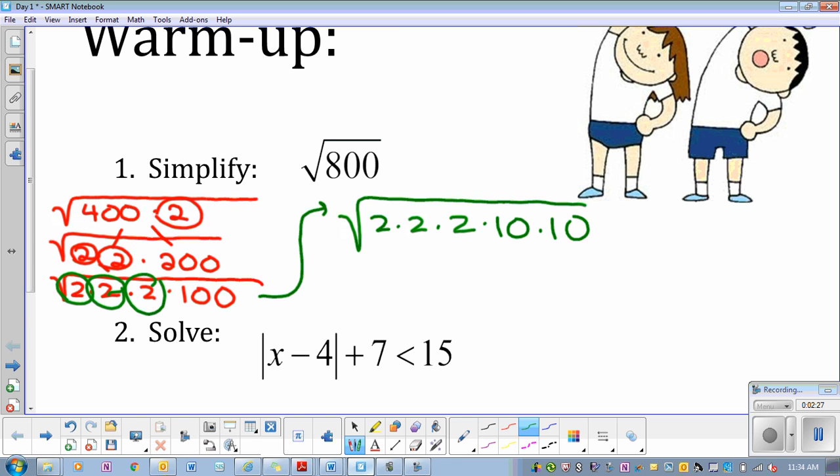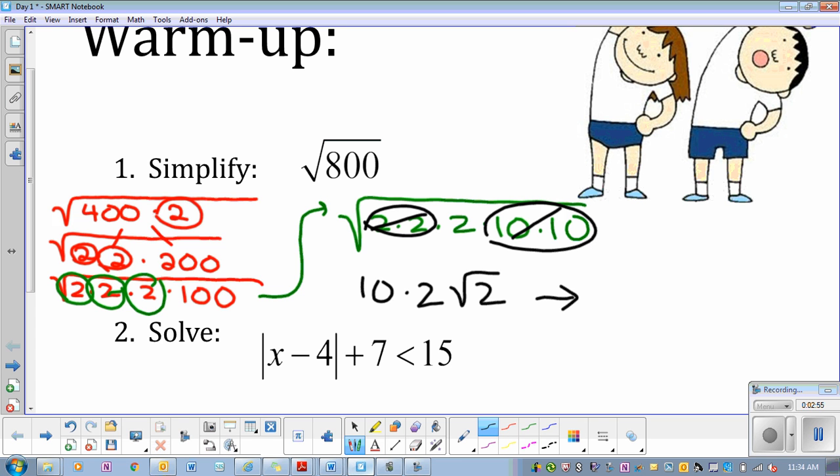Yes? Well, you know what? I could break down each of those 10's, but why? Because what I'm looking for are 2 of the same, right? I'm looking for pairs. So right here, I have 2 10's. So one of those can come out. Yeah? I have 2 2's. So one of those can come out. What about this 2 that's left over? Stays inside. So then if I clean it up, what's 10 times 2? 20. So 20 root 2.